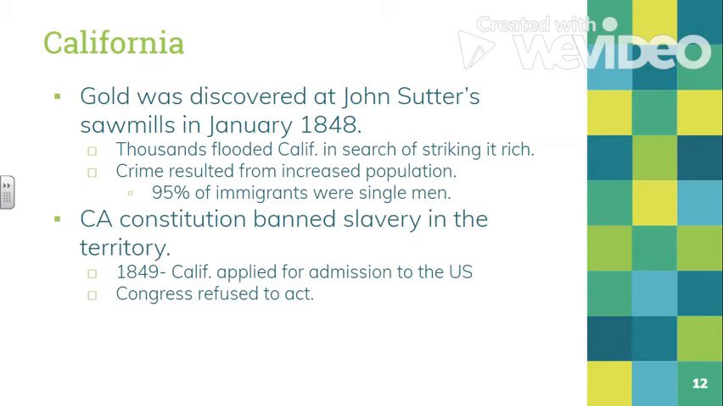The placer deposits, or the surface level gold that was available, dried up pretty quickly, and most miners find nothing. But what it really does is set California on the stage to be one of the leading economic and populated states that it is today. And about 95% of the immigrants are single men.